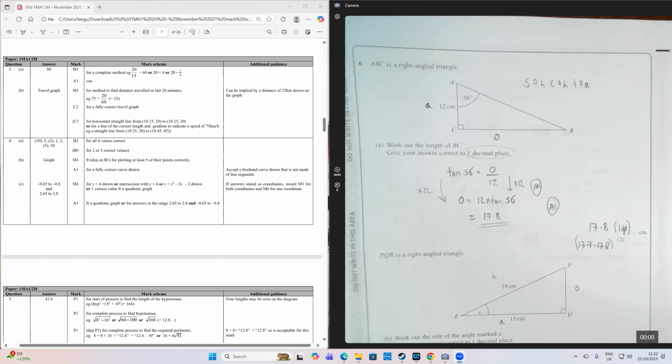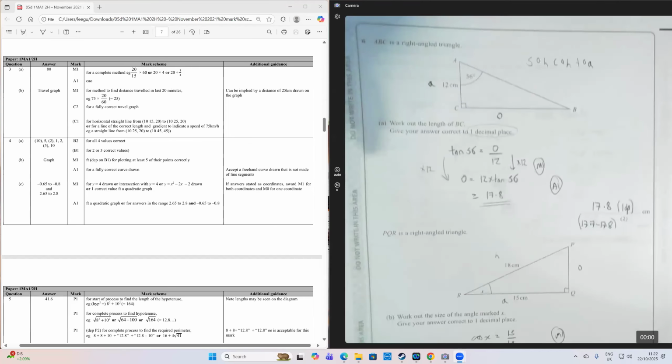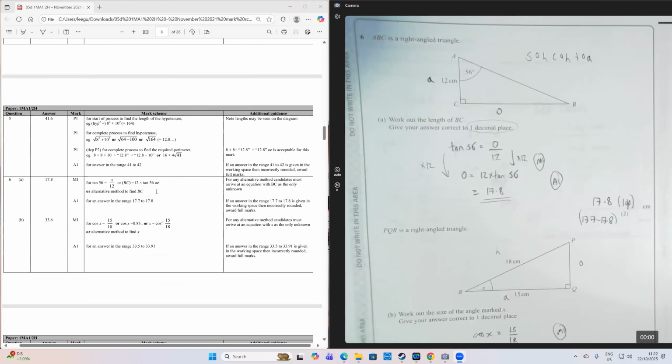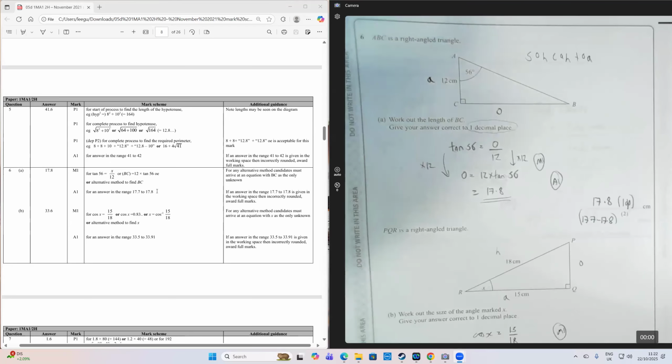All right, next question, question 6. ABC is a right-angle triangle. Let's scroll on. I'm not keeping up here. There we go, question 6. ABC is a right-angle triangle. Let's have a look. Work out the length BC.